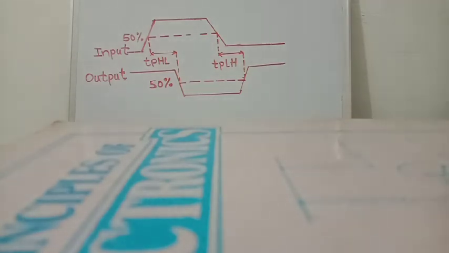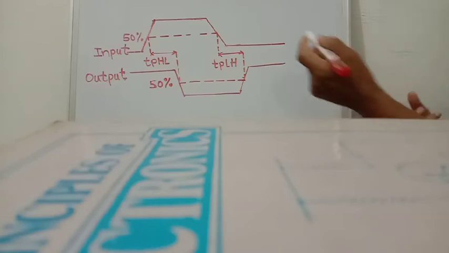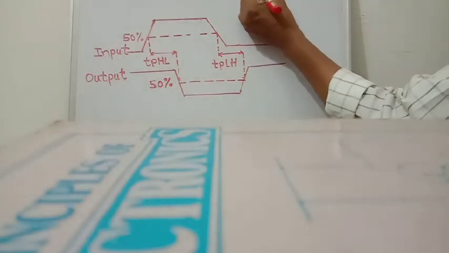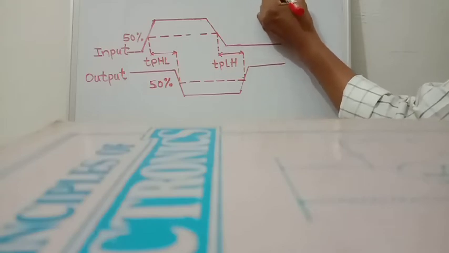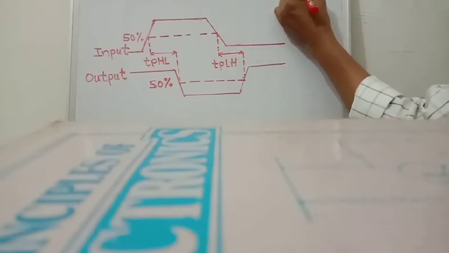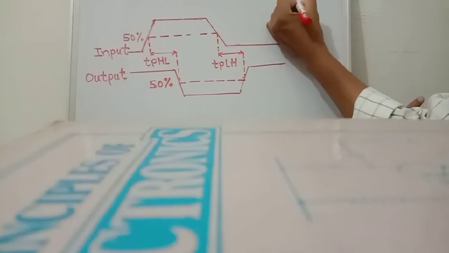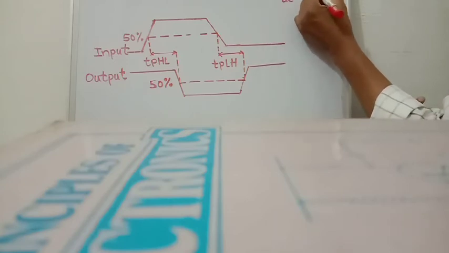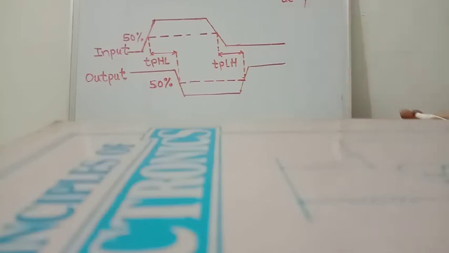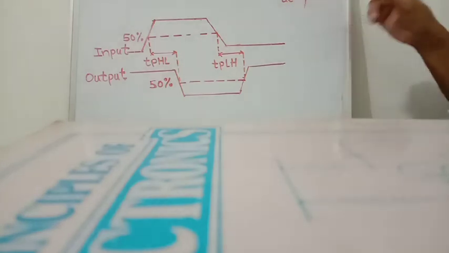Now let us study the characteristics of digital IC. There are a total of 7 characteristics of digital ICs. First, propagation delay time. It is also called the speed of operation. It is normally in nanoseconds.